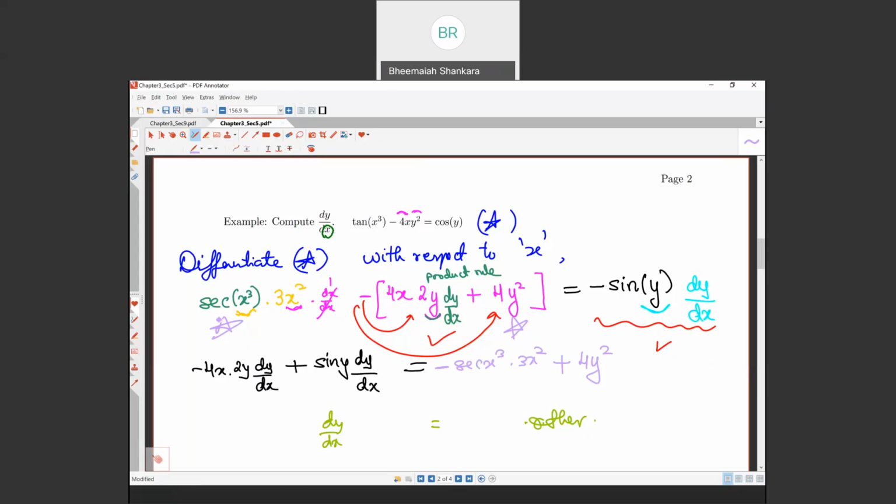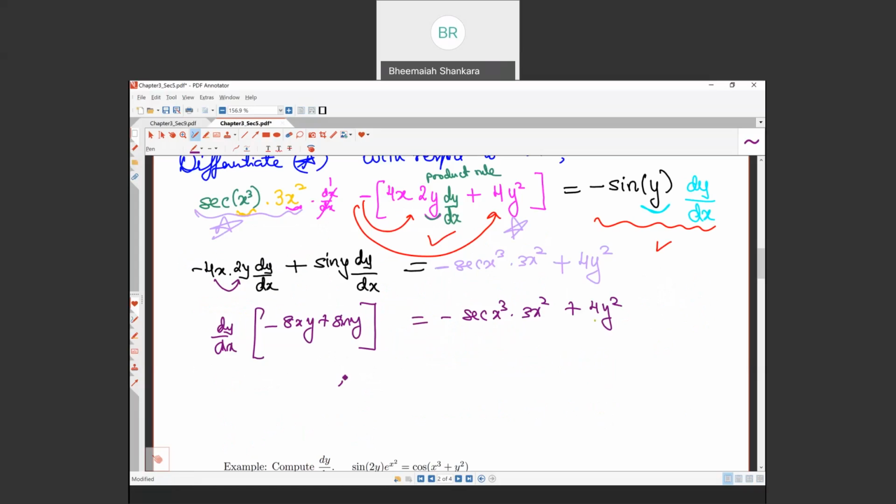So now that we have grouped all the terms, dy over dx on one side and all the other terms on the other side, we are good to factor the dy over dx terms. And then we have 4x times 2y, which is negative 8xy, positive sin y, equals negative secant x cubed 3x squared, positive 4y squared.